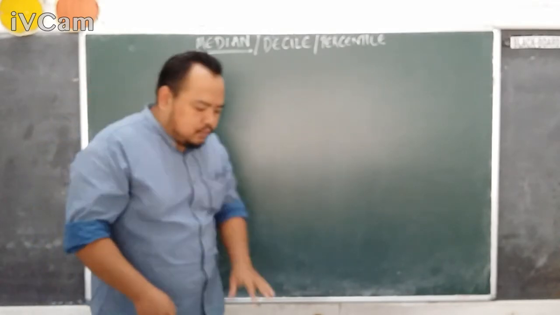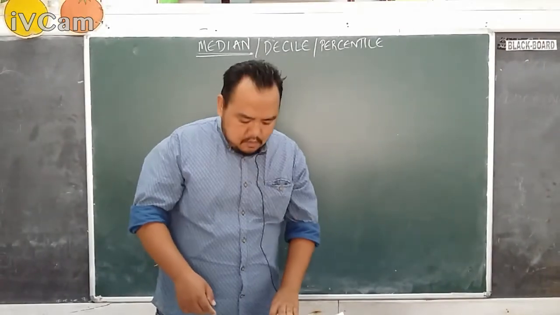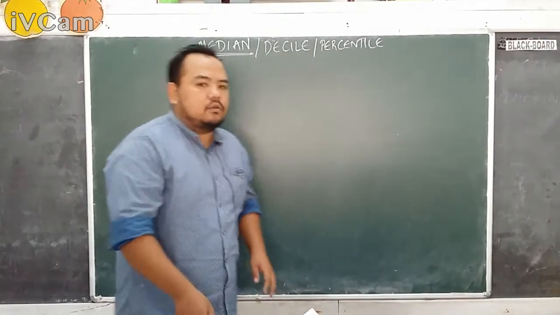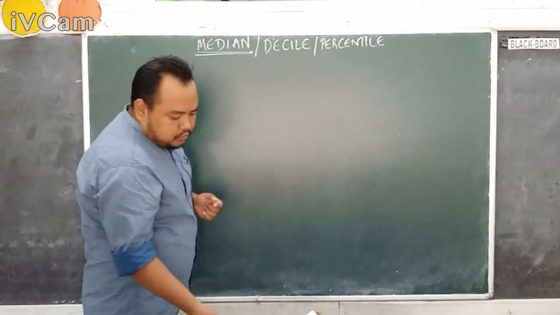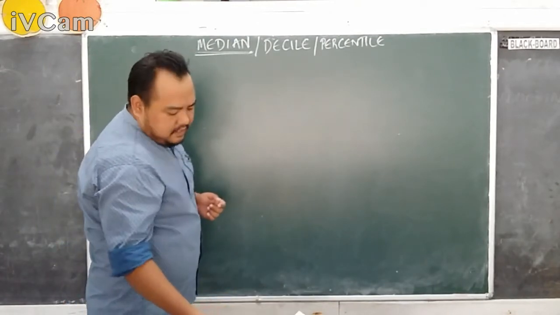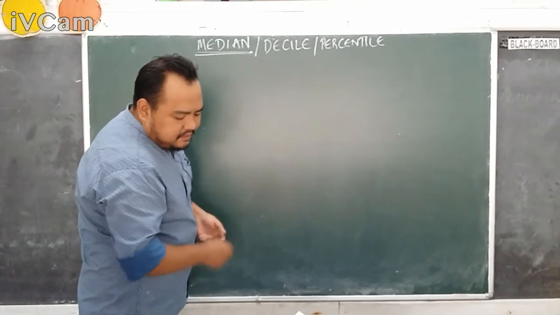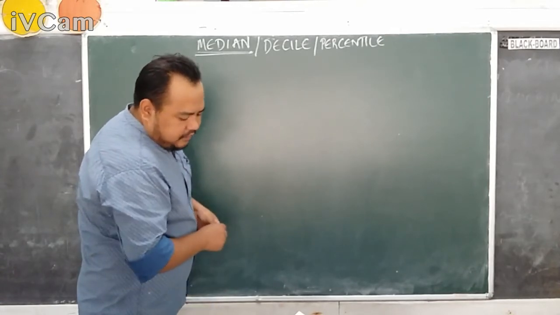So just a revision for you all, first I'm going to explain median to you, then you'll be able to understand decile and percentile very easily. So I'm going to explain median using an example. Find the median of the following frequency distribution.